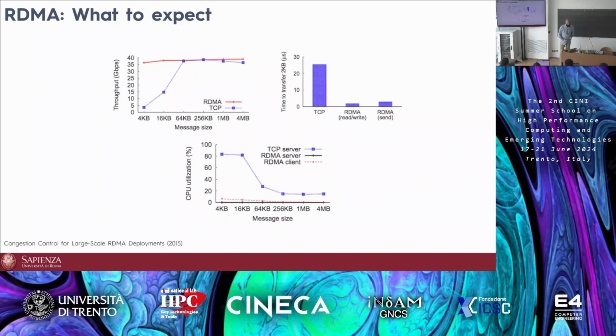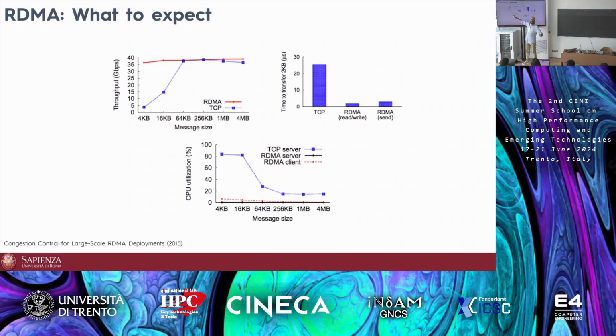So what can we expect from that eventually? What's the performance of that compared to TCP? This is also some quite old data, from 2015. I think this paper was from Microsoft. Microsoft at some point deployed RDMA in their data center, and there are a few advantages. The bandwidth is much higher, especially for small messages.